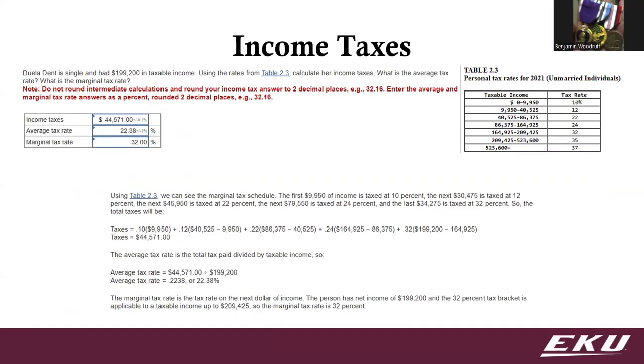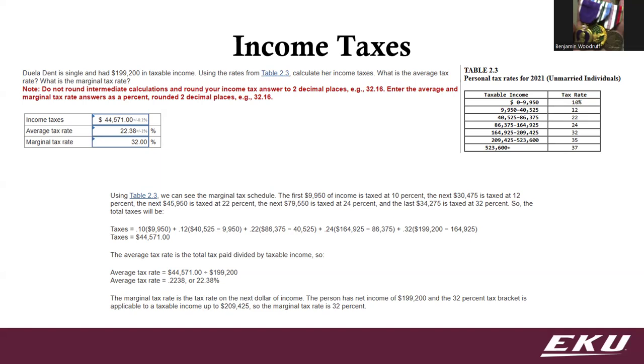Here's one with income tax. I've taken table 2.3 and stuck it there on the right hand side, just to have everything in one place, right? And so these are marginal tax rates, and you notice as you're making more and more money, the tax rate itself is going up. This is normally how income taxes work in the United States.